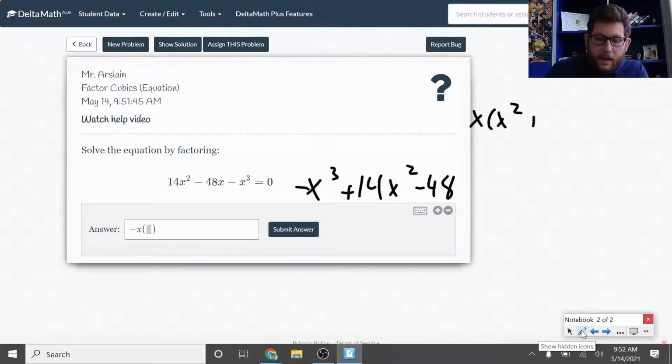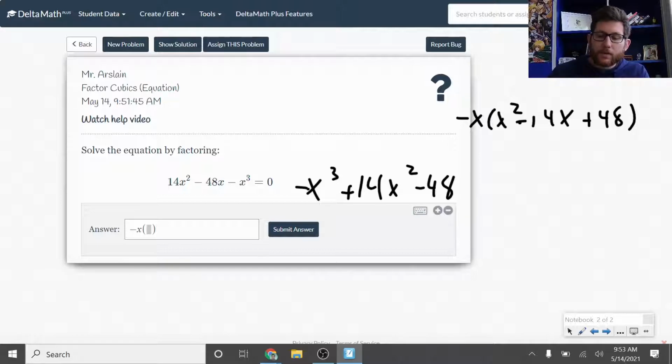let's go ahead and go back. So this is a negative x out in front. So I'm going to divide by negative x. So I get positive x squared minus 14x plus, what do we get? 48.